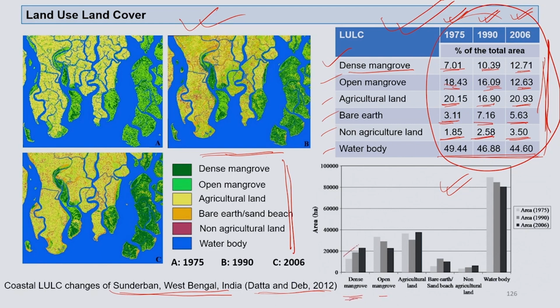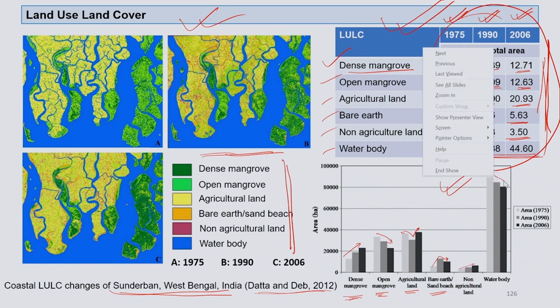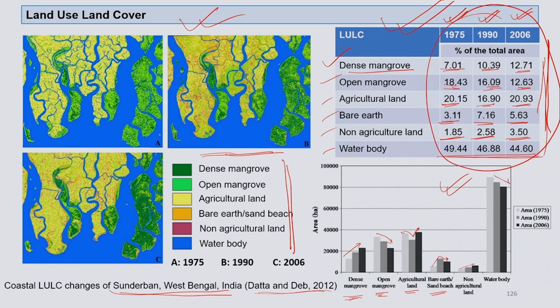Dense mangrove area is increasing, which is a good thing. Open mangrove is reducing, but not that significantly. Agricultural land is going up and down. So, that means there is a kind of regulatory change taking place. Bare earth also has gone up and then again come down. Non-agricultural land is also increasing, almost non-significantly. Water body, there is a little decrease. That may be because of various other reasons, but overall it is not that alarming as of now, as you see from these data sets.